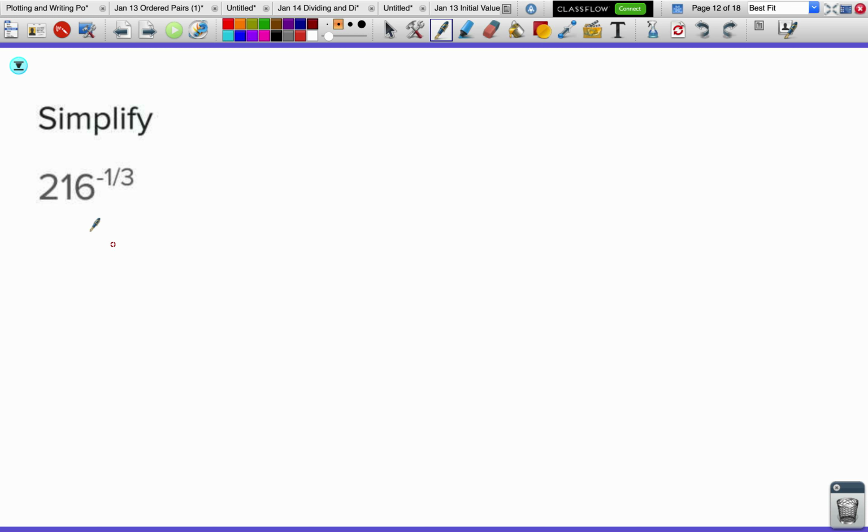Take 216 and multiply it by itself a -1/3 of a time. Well, this has a value. This can be simplified because this could be rewritten as 1 over 216 to the 1/3, which I think we saw on a previous slide. 216 to the 1/3 is the same as the cubed root of 216, which is 6. I want to double check that. Yeah, 216. And we're done. It's 1/6.